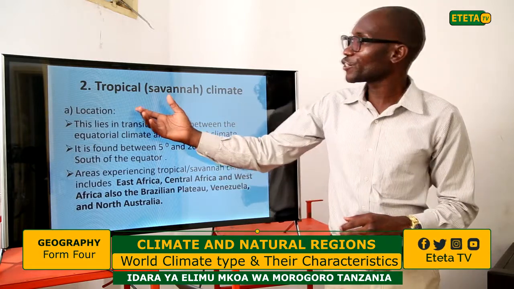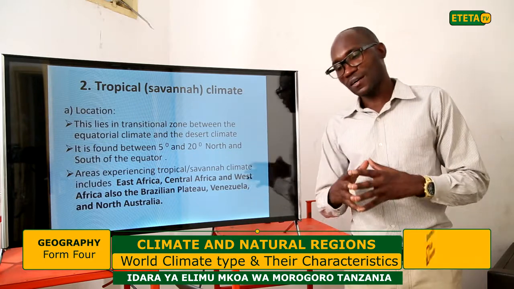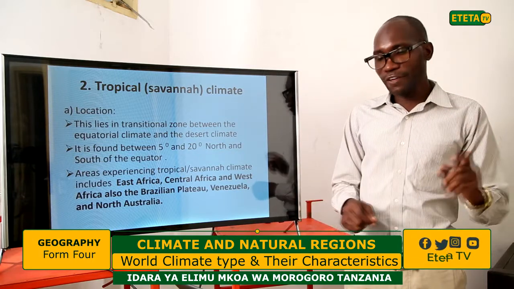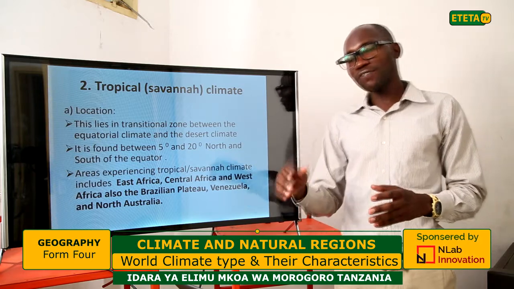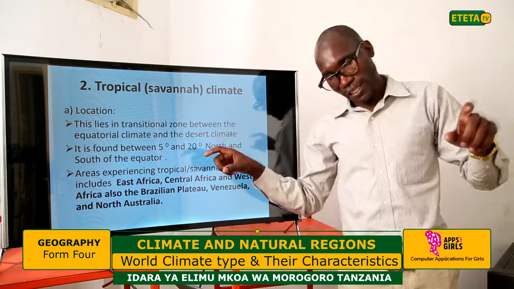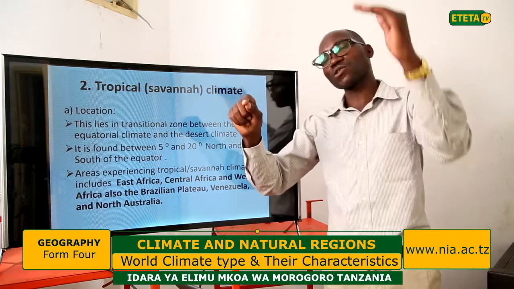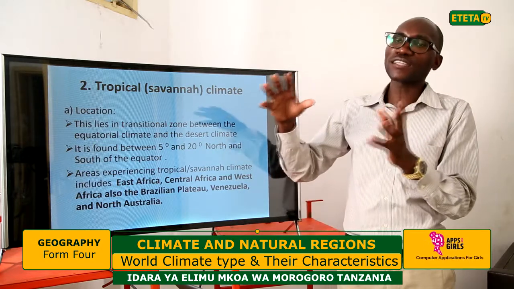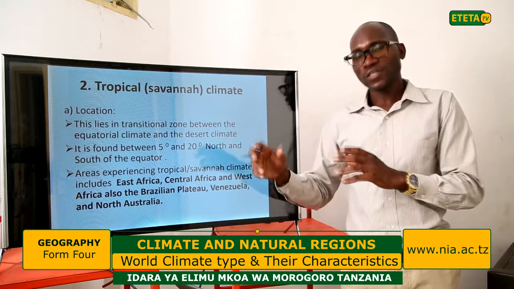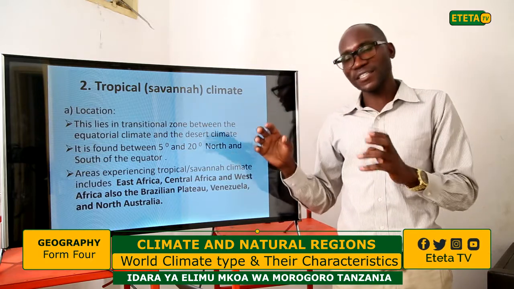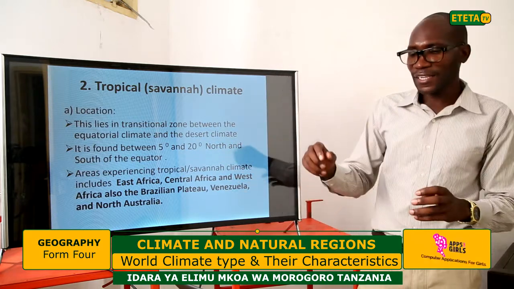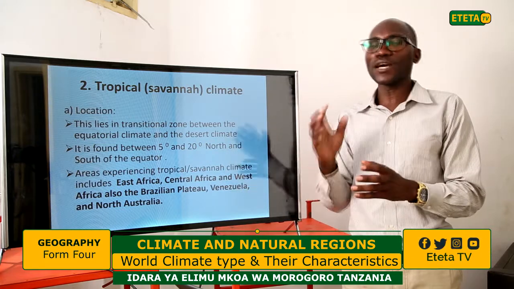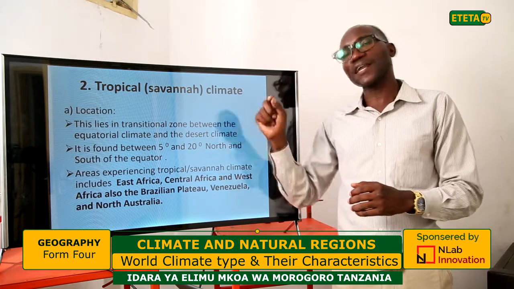Another climatic condition is the savanna or tropical grassland climate. The tropical grassland climate is located between 5 and 20 degrees from the equator. From the equator, 0 to 5 degrees, we have seen that it is equatorial climate. So from 5 to 20 degrees north and south of the equator, it is tropical grassland. The tropical grassland, on the other hand, is a transition from the equatorial climate to the desert climate. That's why we term it a transitional climatic condition.